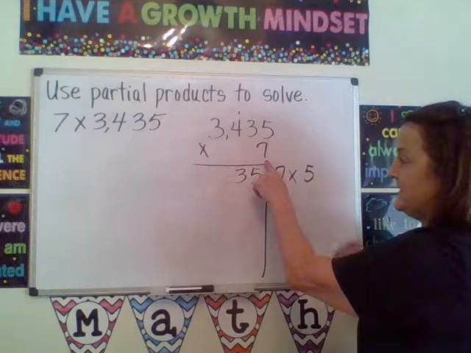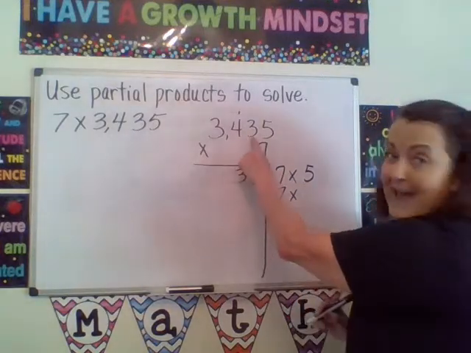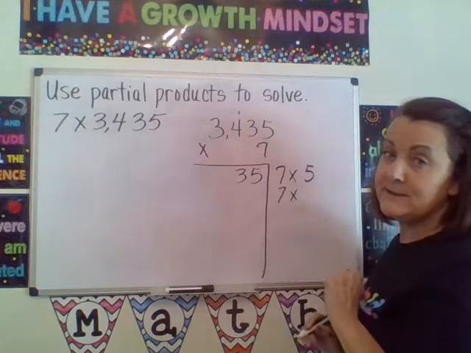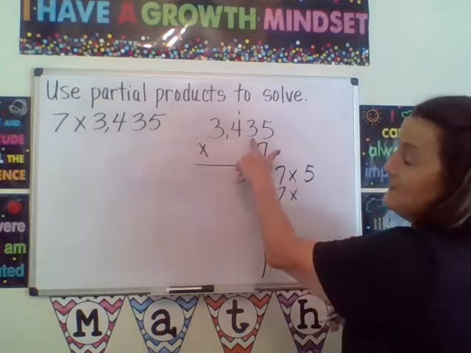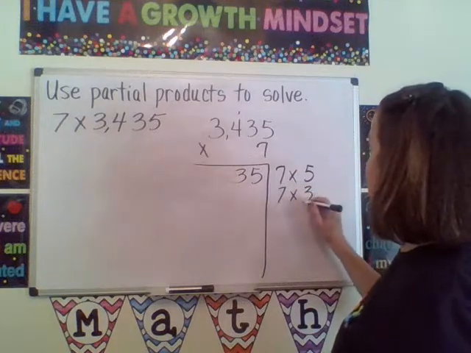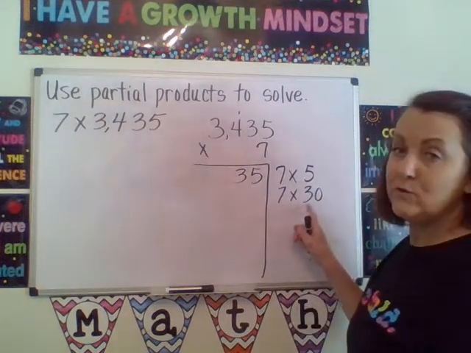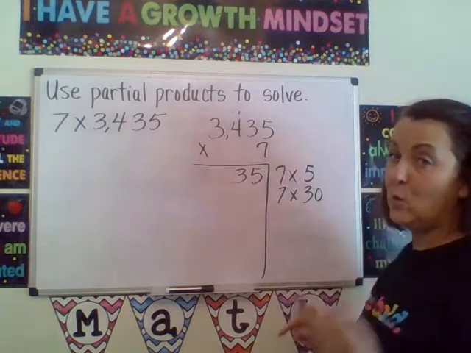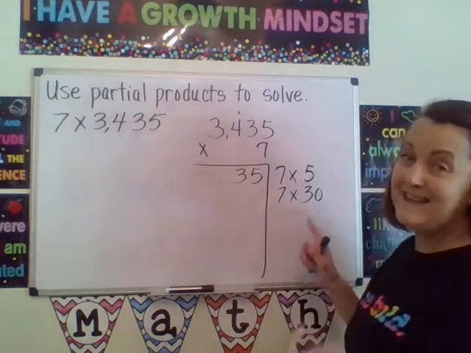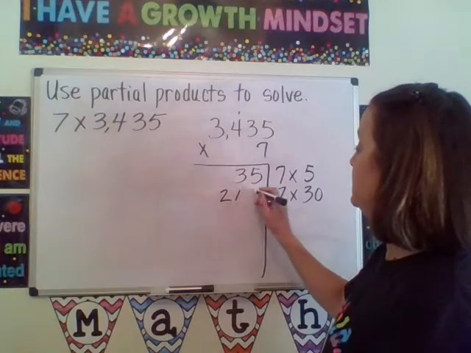Now we're going to take the 7 and multiply it times the value of the tens place. So the value of the tens place is 3 tens, 30. So 7 times 30. I know that 7 times 3 or 3 times 7 is 21. So this is 21 tens, which is 210.